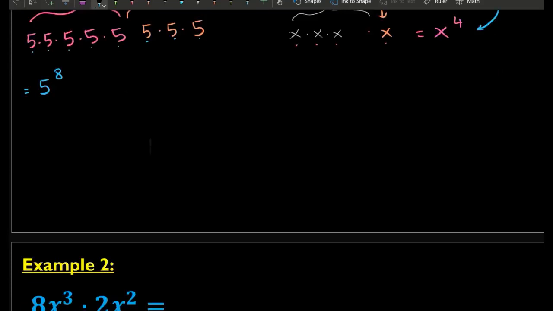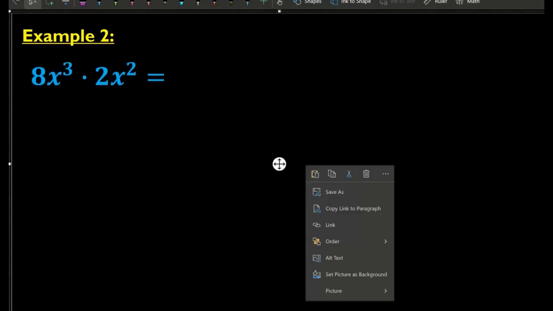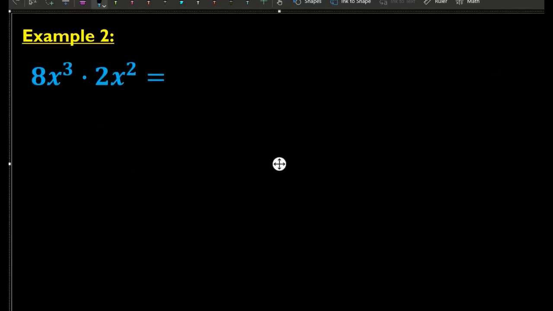Now we're going to go to example 2. Now take a second, pause the video, and think for maybe a few seconds. How do you solve this problem by yourself? Alright, I hope that you tried it out and found the concept. We're going to check the answer together.